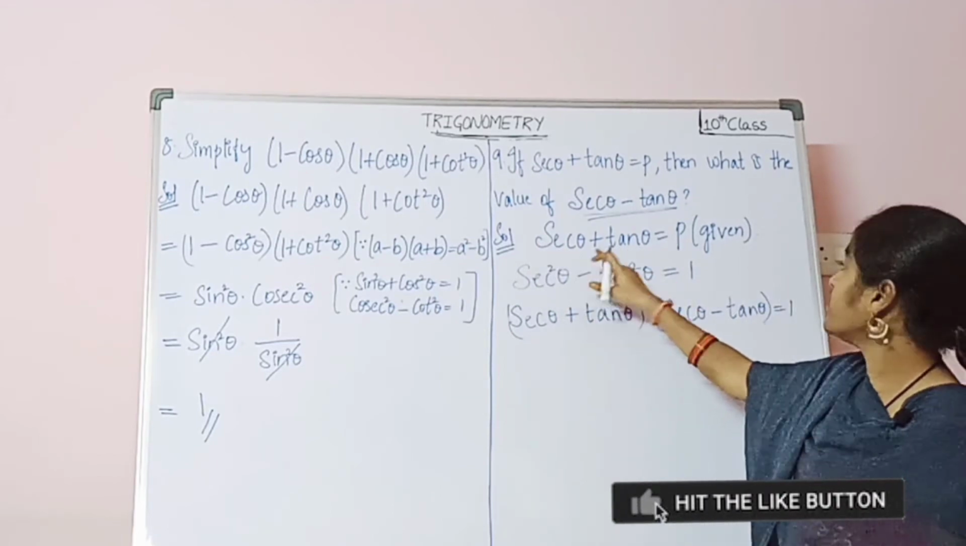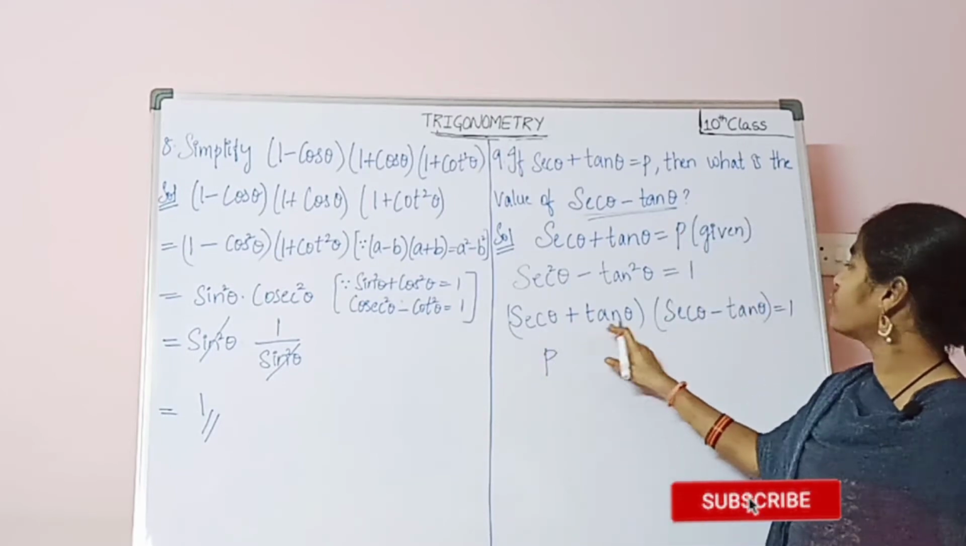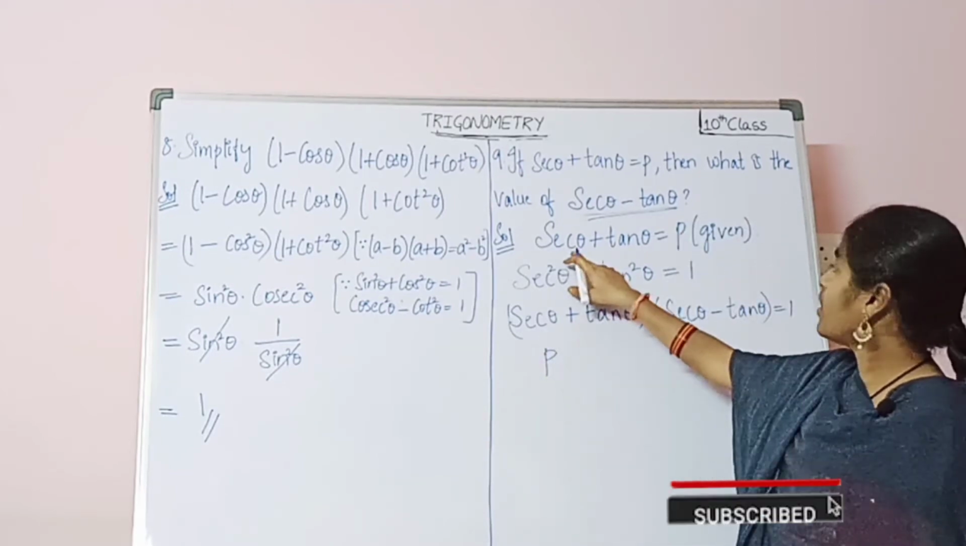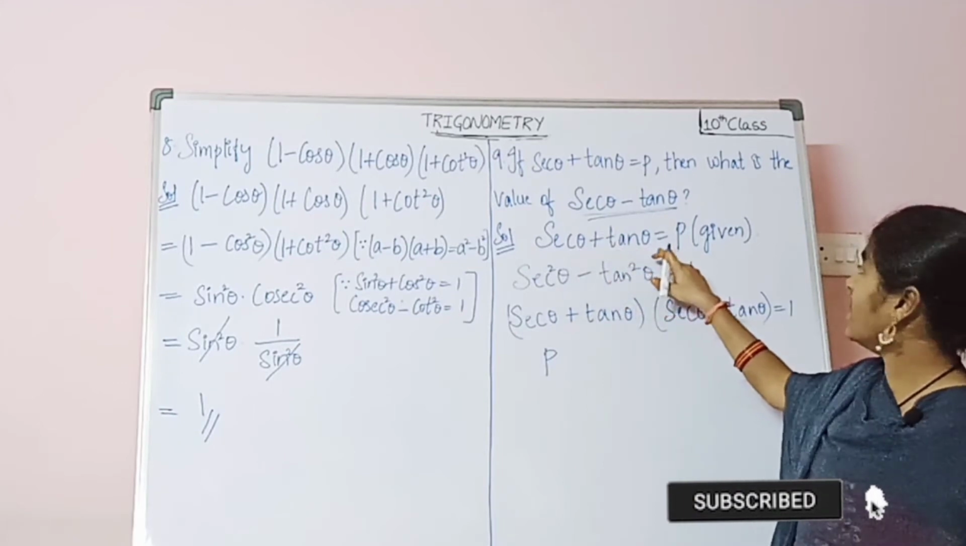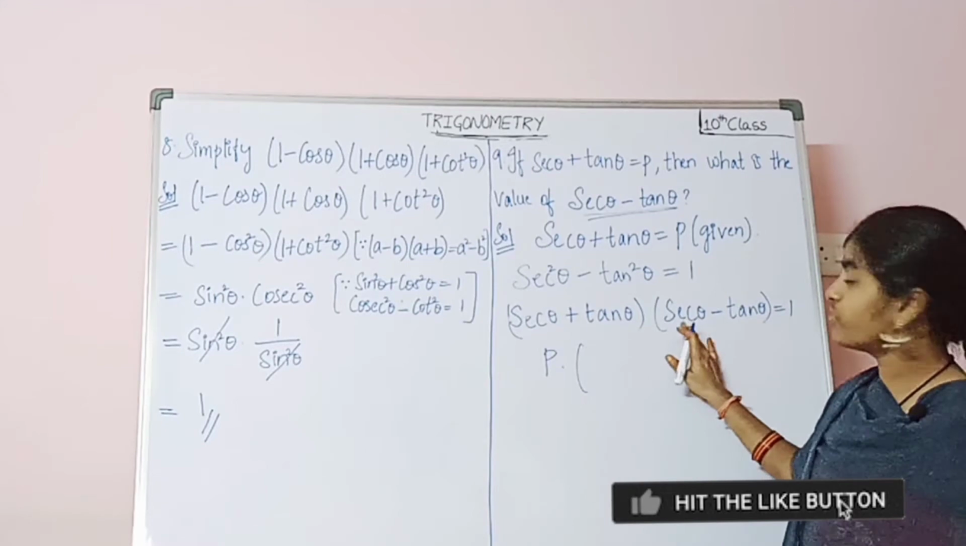Secant theta plus tan theta equals P. In the place of secant theta plus tan theta, what do we have to take? Already it is given in the question: secant theta plus tan theta equals P. So P into this, we have to find this value.